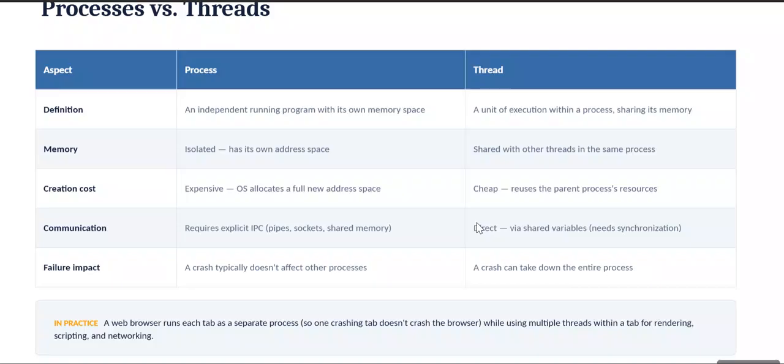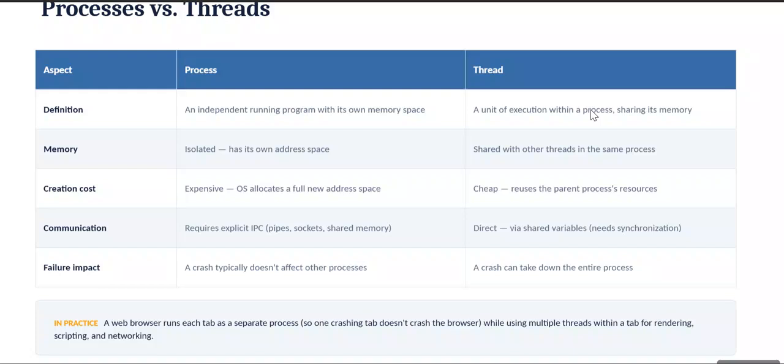Now for the thread, a thread is a unit of execution within a process, sharing its memory. So threads are units of execution within a process. For example, let me say you are running a process like opening up an app. Now, opening up that app, there are unit tasks that run independently that help that particular app to open up, right? So those unit tasks are threads, right?